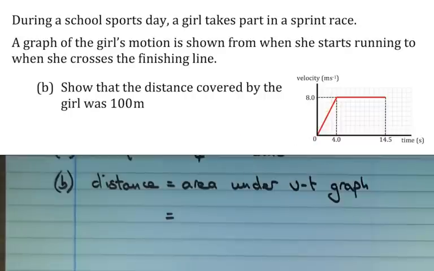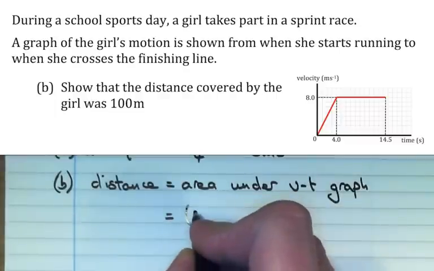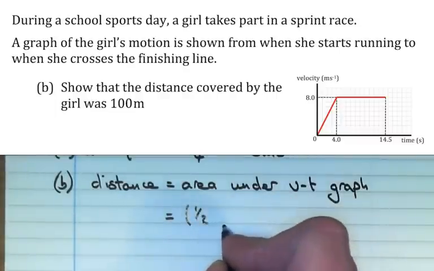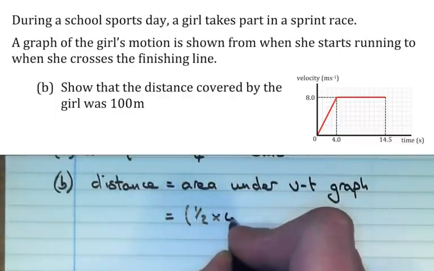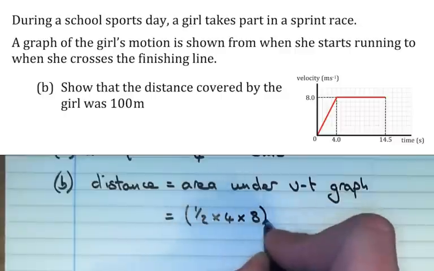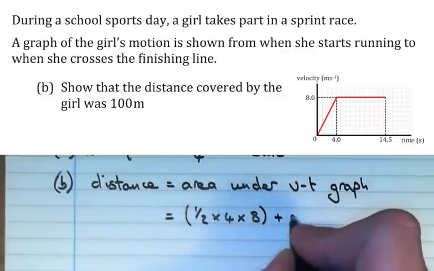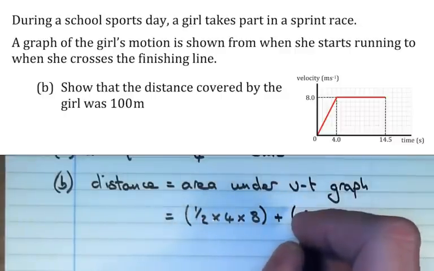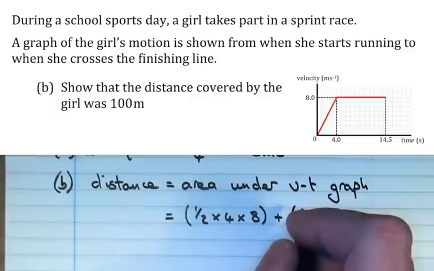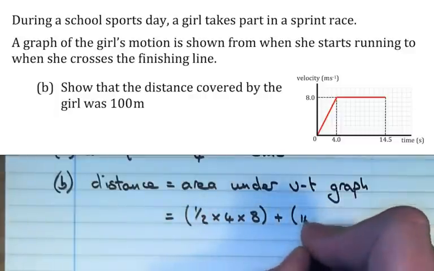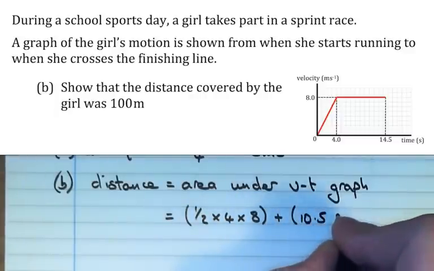Okay, so we've got distance, as I said, is the area under the velocity time graph, and the first triangle, as we said, is half times the base times the height. So half times the base is 4, the height is 8, plus the rectangle we said was from 4 to 14.5 seconds. That was the base, so that's 10.5 seconds multiplied by 8.